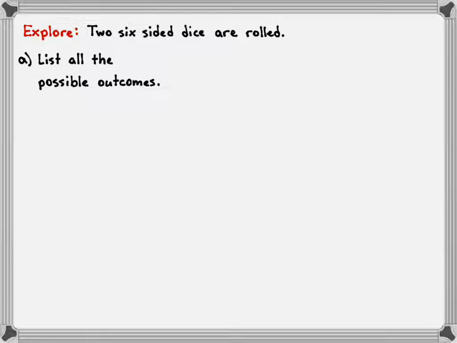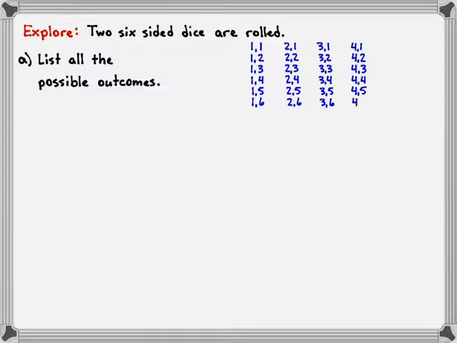So 2 6-sided die are rolled, 2 of them, list all the possible outcomes. Well, if I list all the possible outcomes, I could get a 1 and a 1. I could get a 1 and a 2. I could get a 1 and a 3, a 1 and a 4, a 1 and a 5, a 1 and a 6. I could get a 2 and then a 1. That's different than a 1 and then a 2, right?